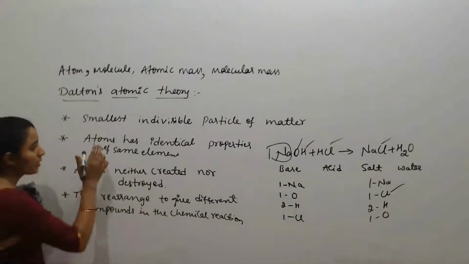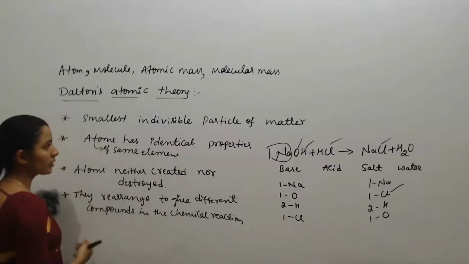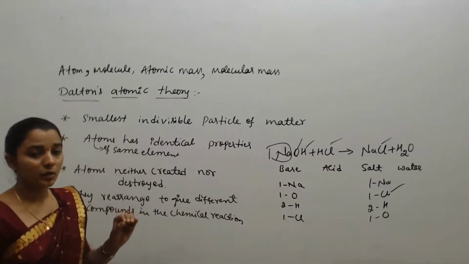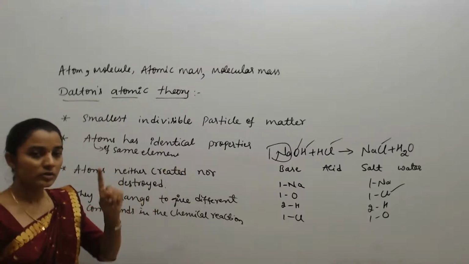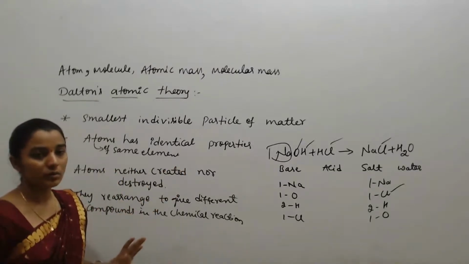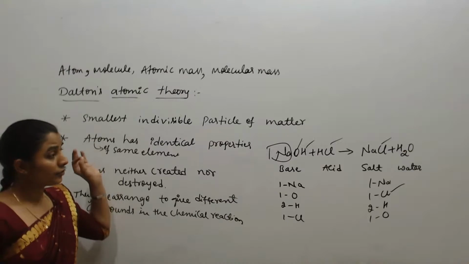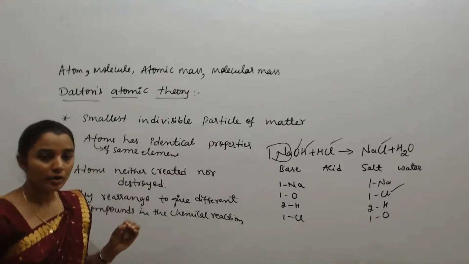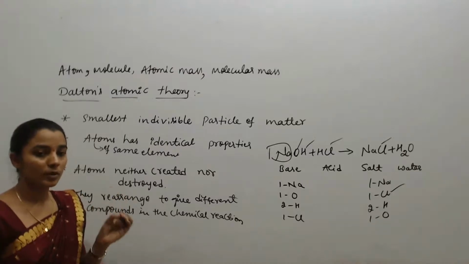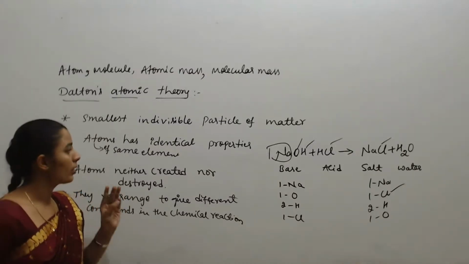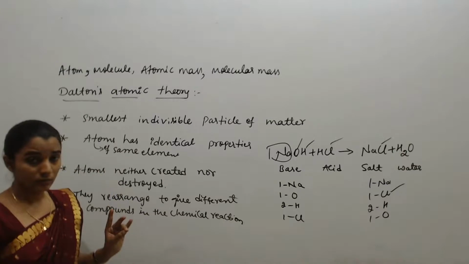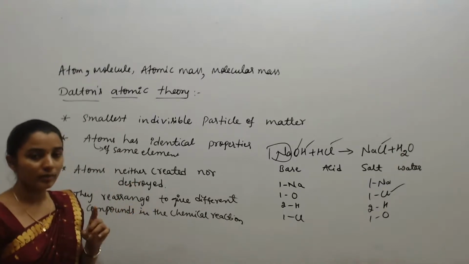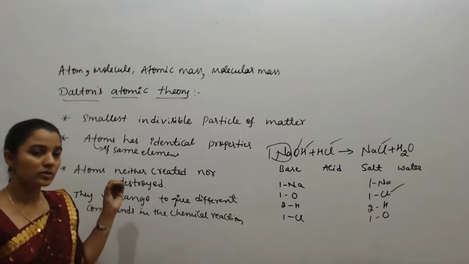Okay, next one is that atoms have identical properties, as I told. Atoms have their own identical property. If one sodium atom is there, that is a neutral atom. Then if one atom is there and 1,000 atoms are there, all the atoms show the same properties like mass, melting point, boiling point, thermal conductivity. So whatever property is shown by one atom, that is shown by all 1,000 atoms.